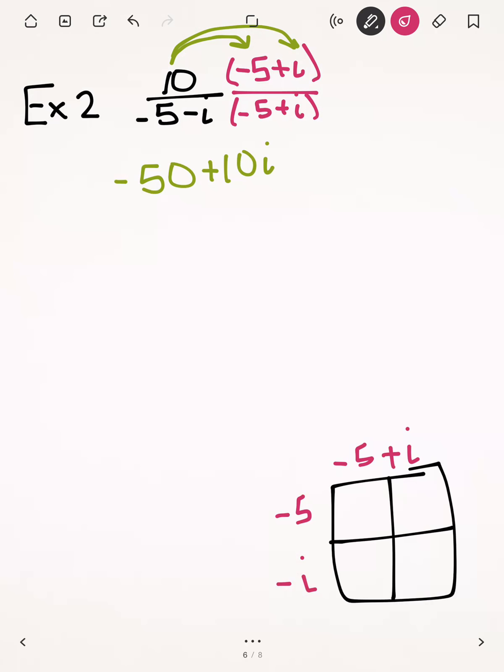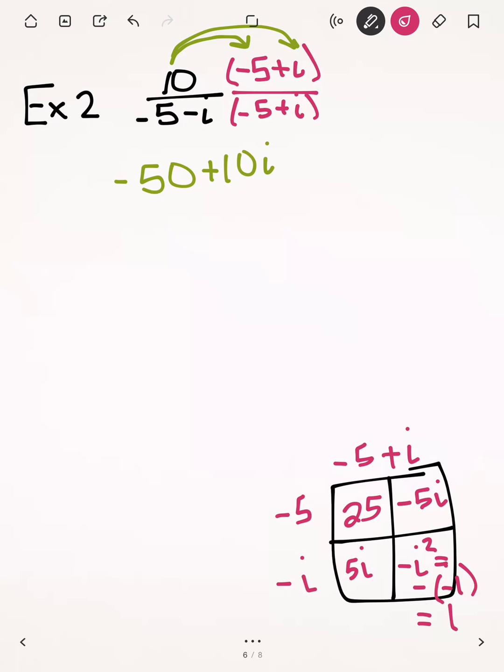Negative 5 times negative 5 is a positive 25. Negative 5 times i is a negative 5i. Negative i times a negative 5 is a positive 5i. And a negative i times a positive i is a negative i squared. Remember, i squared equals a negative 1. So now I have a negative 1. Two negatives make a positive, so that just equals a positive 1.